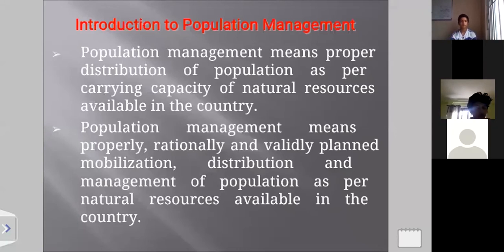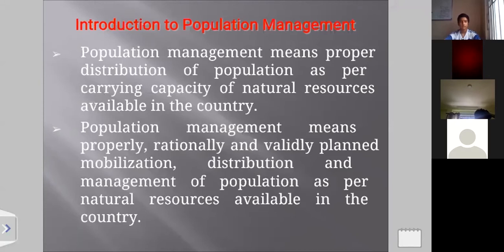And for that, according to the availability of natural resources, there should be a proper, rational, and valid plan, mobilization, and distribution for the management of population. All right. And as you all know, if there is a proper, rational, and validly planned approach, then it becomes very easy to manage the population.